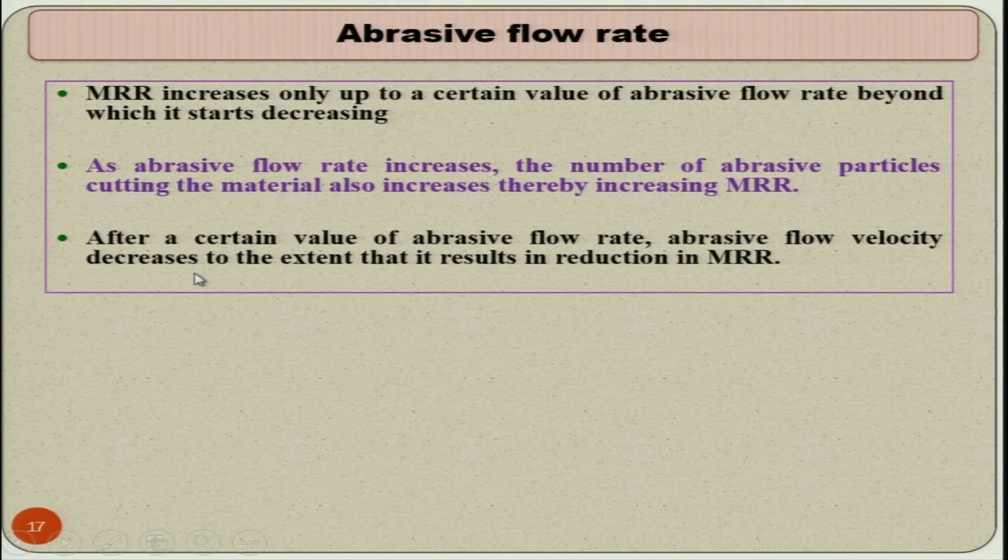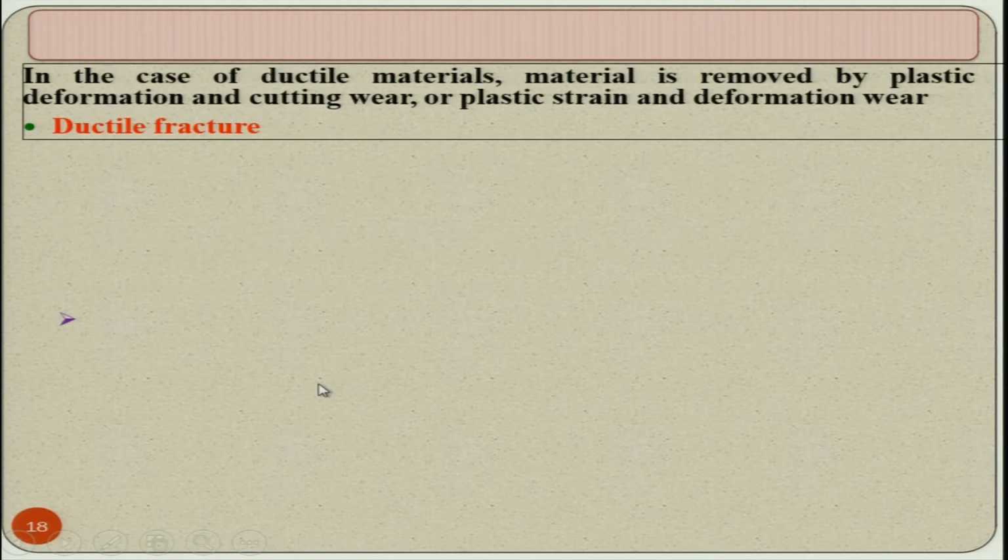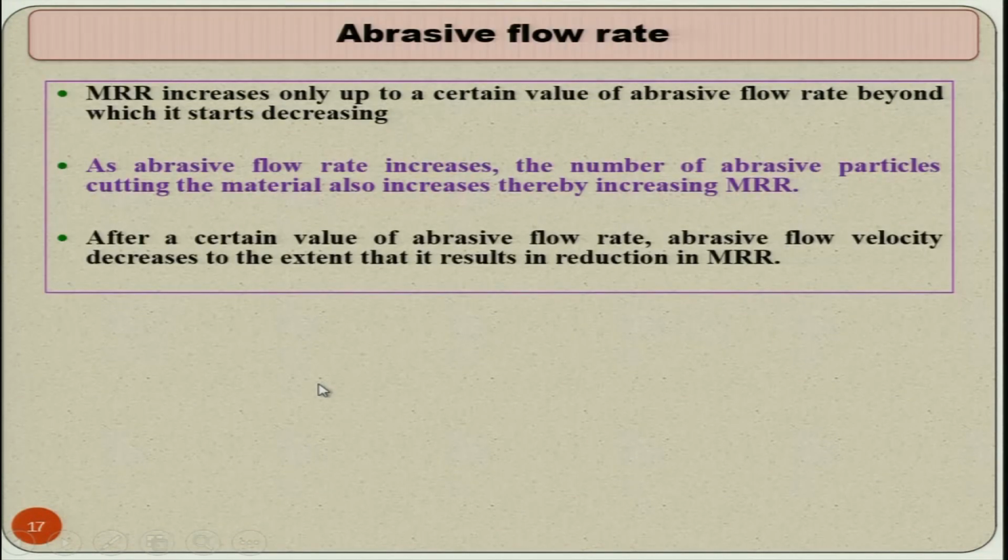And then, after a certain value of abrasive flow rate, the abrasive flow velocity decreases to the extent that it results in a reduction in MRR. Abrasive flow rate is very important also, because if there is a large number of abrasives and the pressure remains the same, then the jet velocity will also decrease.